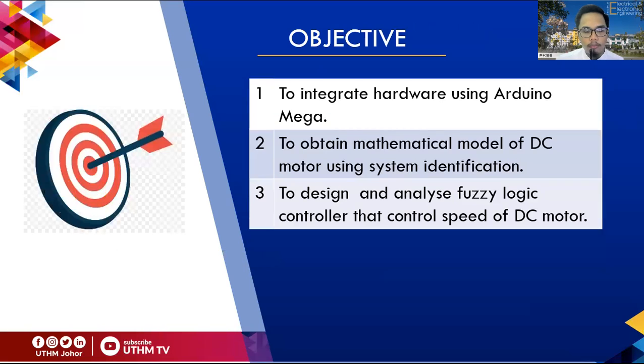Next is the objective. Objective number 1 is to integrate hardware using Arduino Mega, then to obtain a mathematical model of the DC motor using system identification, and to design and analyze a fuzzy logic controller that controls the speed of the DC motor.